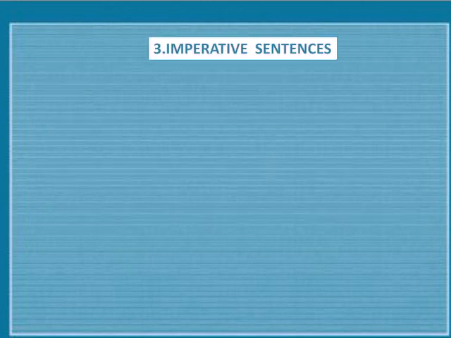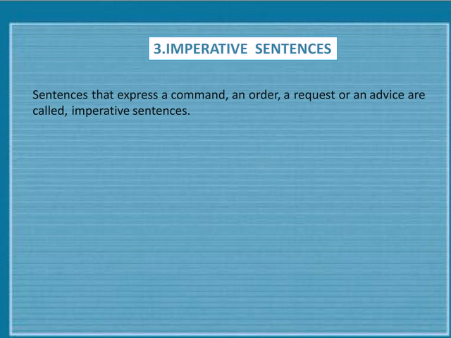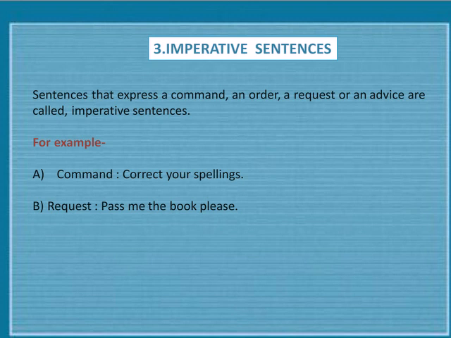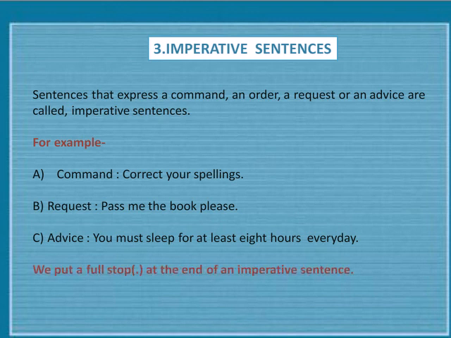Imperative sentences. Sentences that express a command, an order, a request, or an advice are called imperative sentences. For example, command: correct your spellings. Request: pass me the book, please. Advice: you must sleep for at least 8 hours every day. We put a full stop at the end of an imperative sentence.